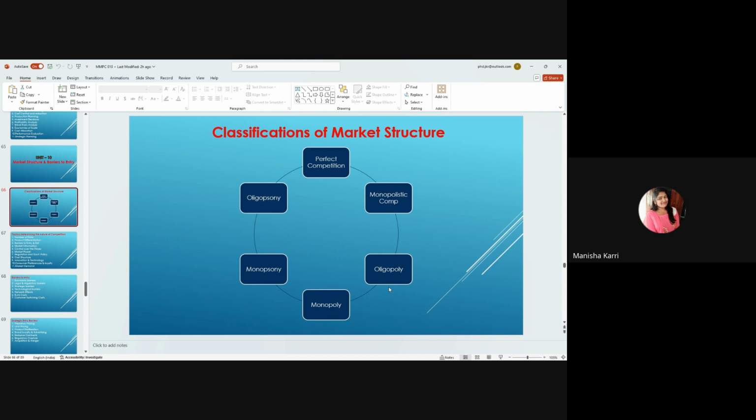Generally, understanding these market structures helps in analyzing the behavior of firms within different industries, their pricing strategies and market power, and the overall market dynamics can be understood through these classifications of market structure.